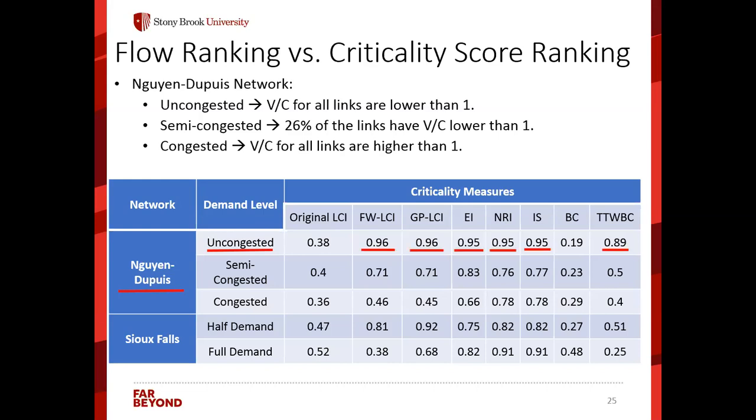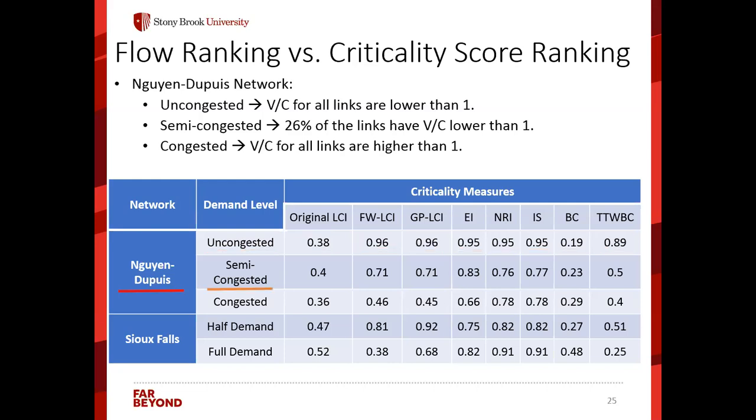For the uncongested network, we have a very high correlation between the flow ranking and the ranking by each criticality measure, almost perfect, except the original LCI. There's a huge discrepancy between the adjusted version and the original version, and for betweenness centrality too. Betweenness centrality has very low correlation with the flow, which is expected because there's no flow anywhere in the calculation of betweenness centrality. It's a topological measure. It just looks at how many times a link appears in the shortest paths between ODs in the network.